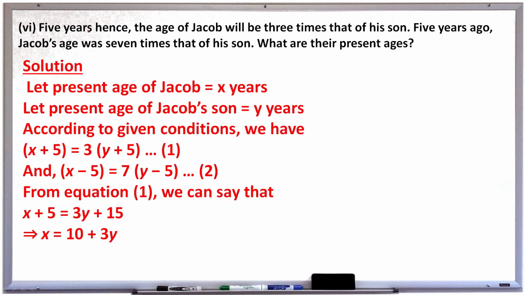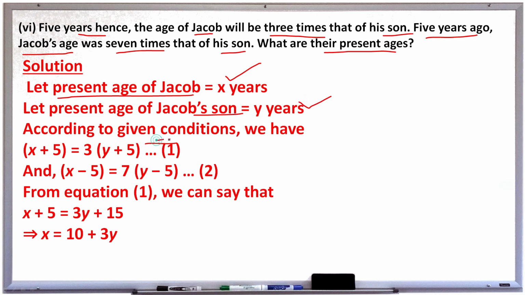5 years hence, the age of Jacob will be 3 times that of his son. 5 years ago, Jacob's age was 7 times that of his son. What are their present ages? Let us consider the present age of Jacob as x years and his son's age as y years.